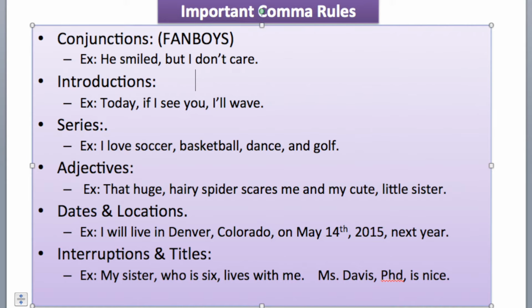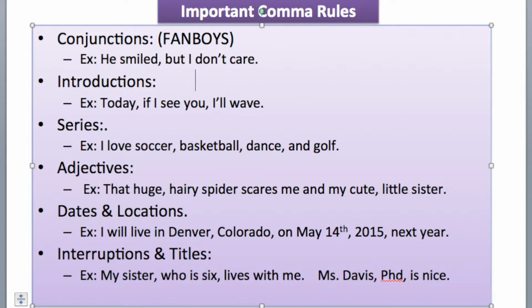The next rule on the list is interruptions and titles. Whenever you add information that interrupts a sentence, you need to put commas around that information. So for example, I have 2 sentences here. One is interrupting the sentence with information, and one is interrupting the sentence with a title. My sentence, my sister who is 6 lives with me. The real sentence is, my sister lives with me. But if I add this information that she's 6 years old, then I would interrupt the sentence saying, my sister, who is 6, lives with me.